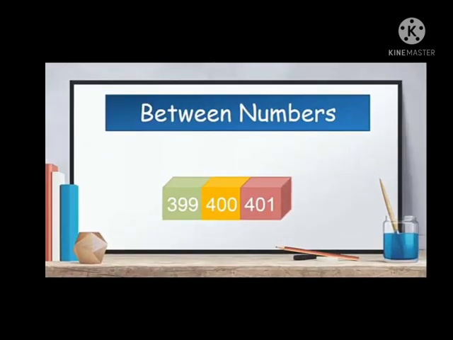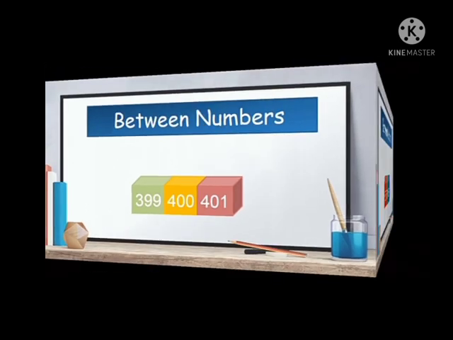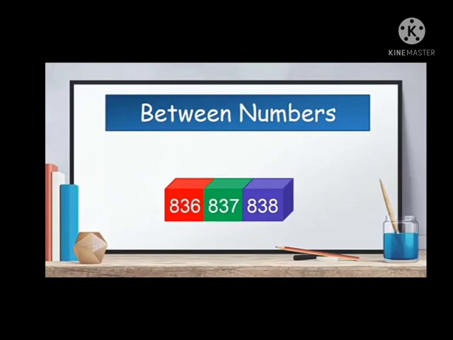Okay, good now dears, let us see what is between numbers. Can you see three boxes here? The numbers are 399, 400 and 401. In between we have 400. So what is the number between 399 and 401? That is 400. 400 is the in between number of 399 and 401. Okay, good now children. Before number, after number and between numbers. Let us see one more example.